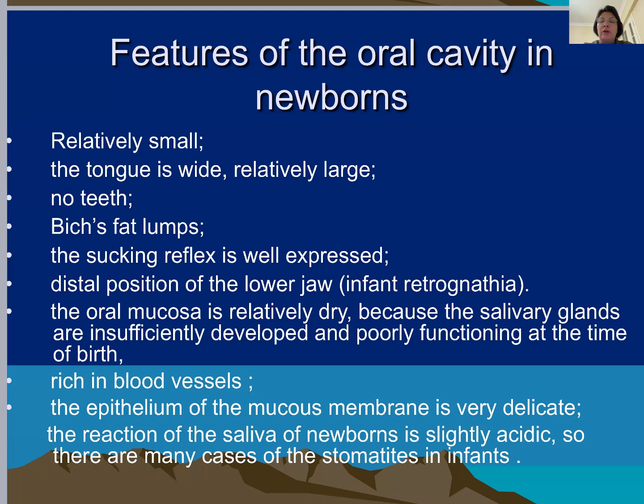Oral mucosa is relatively dry because the salivary glands are insufficiently developed and poorly functioning at the time of birth. Rich in blood vessels, epithelium of the mucous membrane is very dry. Reaction of the saliva of newborns is slightly acidic, so there are many cases of stomatitis in infants.